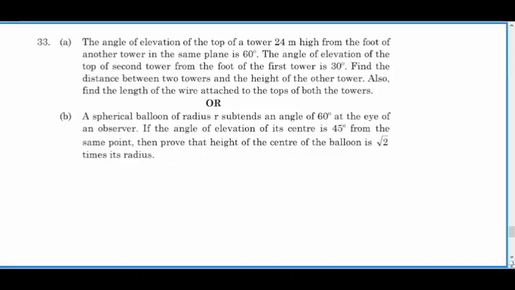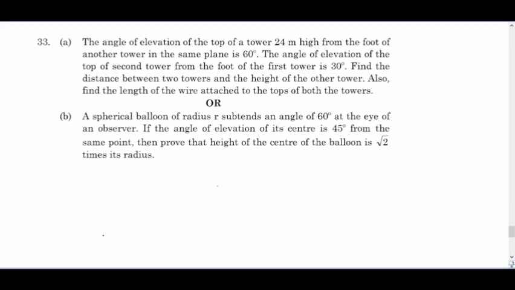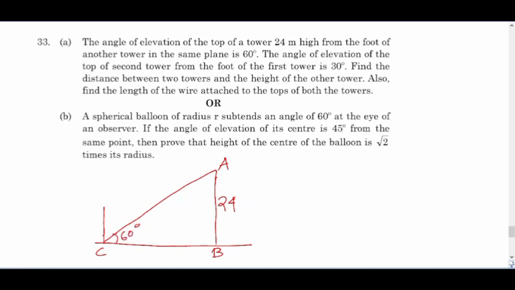What does the next question say? The angle of elevation of the top of a tower 24 meter high. Suppose this is a tower, this is 24 meter high, from the foot of another tower on the same plane. Suppose this is ground level, and this is another tower. So suppose this triangle is ABC, and this angle is 60 degree. The angle of elevation of the top of the second tower from the foot of the first tower is 30 degree. Find the distance between the two towers.